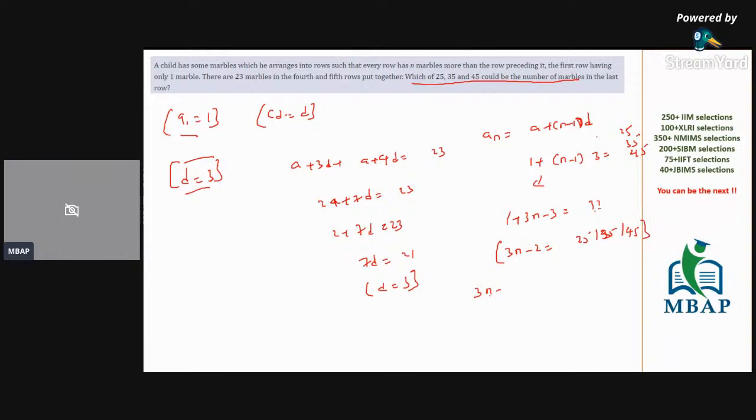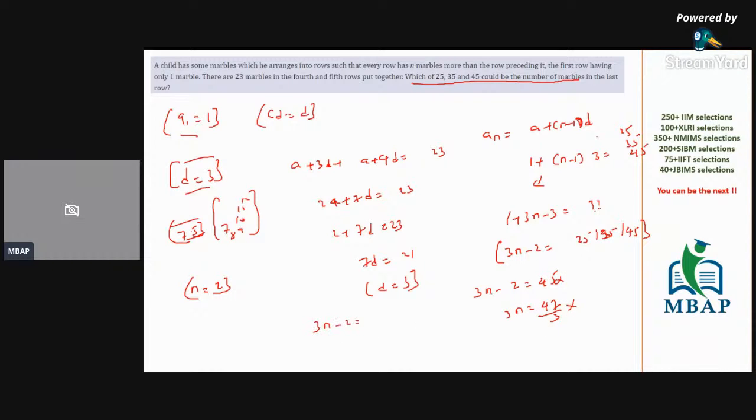Now ideally, n is the number of rows. I know the number of rows is going to be an integer. You cannot say it's going to be 7.5 rows. It's going to be 7, 8, 9, 10, 11, 12, an integer value. So if 3n minus 2 is 45, then 3n will be equal to 47. N is not divisible by 3, so this cannot be the answer.